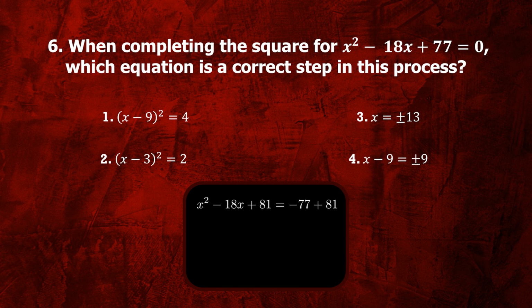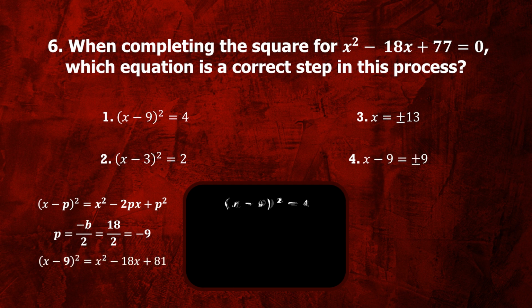Now we can factor the left side as a perfect square, using the formula x minus p squared equals x squared minus 2px plus p squared, where p is half of b. In this case, p is -18 over 2, which is -9, so we get x minus -9 squared equals x squared minus 18x plus 81. Therefore, our equation becomes x minus 9 squared equals 4.